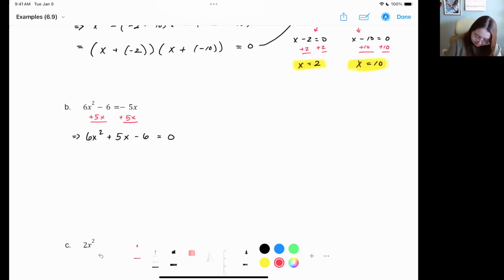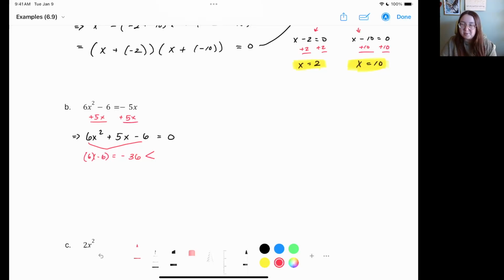So we multiply the first and the last number. So we multiply 6 times negative 6. 6 times negative 6 equals negative 36. And now we want two numbers that multiply to negative 36 and add to be positive 5. Now negative 36 is a large number, so there's a lot of different numbers that we could try out. There's 36 and 1, 2 and 18, 3 and 12, 4 and 9.